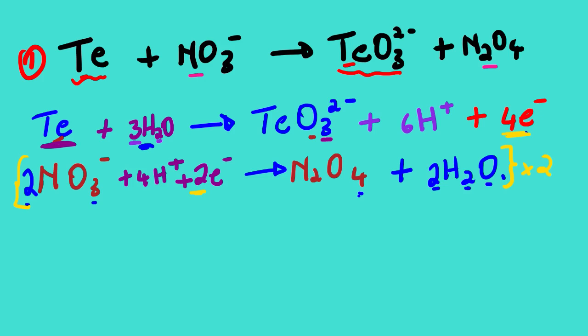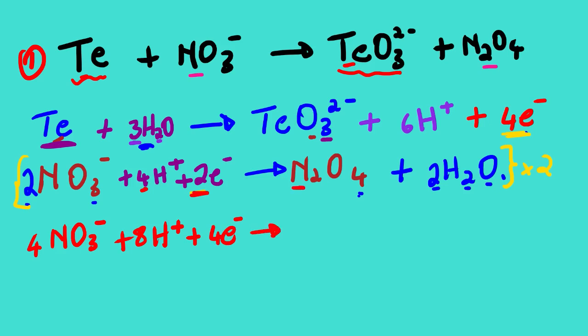We are going to get 2 multiplied by 2 and 3, we are going to get 4 and 3 minus, and then 2 multiplied by this, we are going to get 8. Then 2 multiplied by this, we are going to get 4. You can see that now our electrons are the same. Then 2 multiplied by this, we're going to get 2N2O4, plus 2 multiplied by this, we're going to get 4H2O. So this is the new equation that we're going to use with this one.